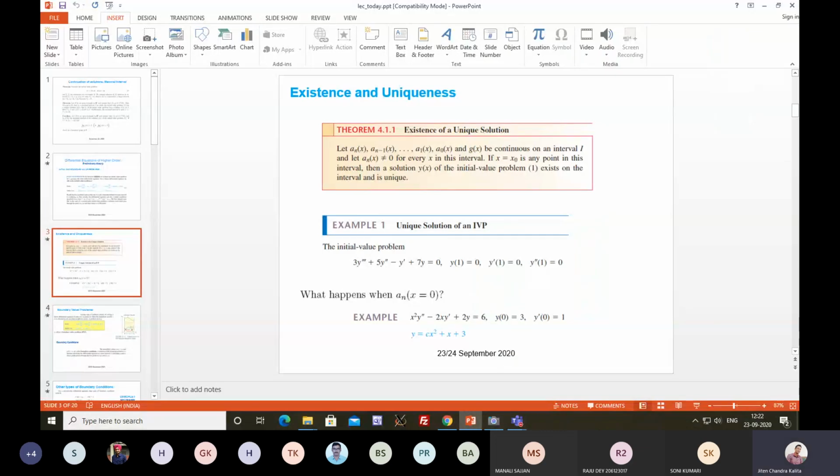And what about the second one? Again in the second one, you can easily verify. You can clearly see the slides, right? Yes, sir. In the second one, in blue, I have the expression y equal to c x squared plus x plus 3. If you plug that in, you can see that it is going to be a solution. You can easily verify that. So what can you say about that then?